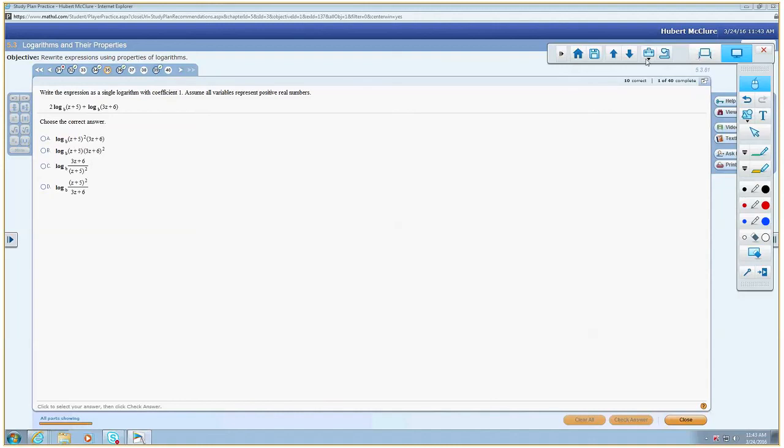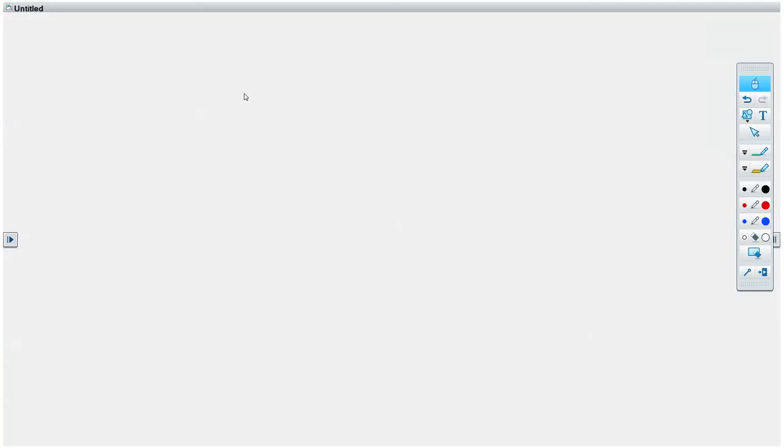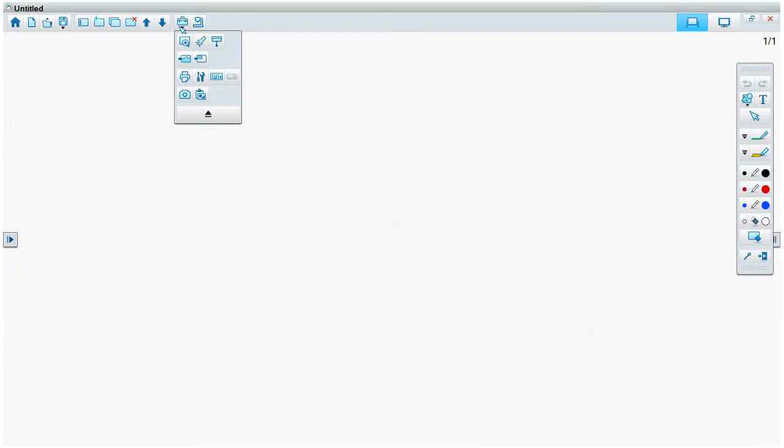How do I bring it in? Can I bring it in? Nope, I cannot. Okay, we'll do this. We'll change it to a whiteboard, and then I can bring it in. I'm bringing it in so y'all can see it.